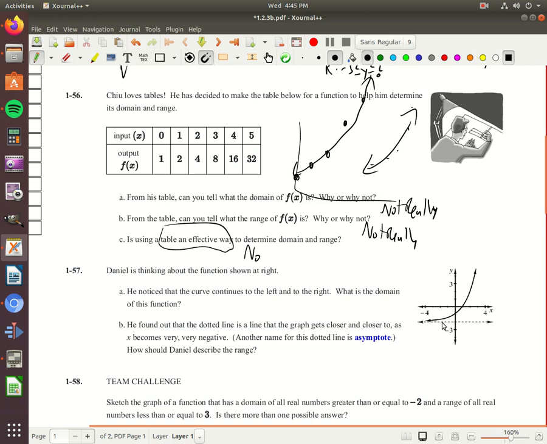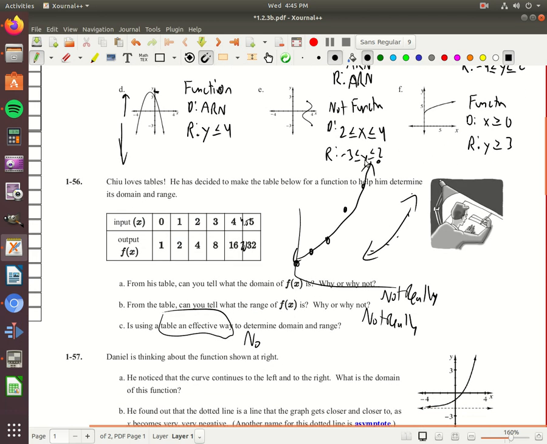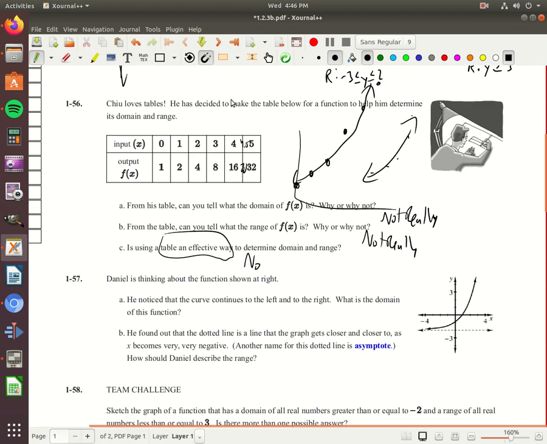It's way easier to look at a graph to determine domain and range than it is a table, because we're left with questions about, what about 4.5? Is 4.5 okay? What about 20? Is 20 okay? I don't know. But when I look at a graph, I do know if it's okay. So a graph is better than a table for domain and range. Having said that, we can only go by what we actually are given.